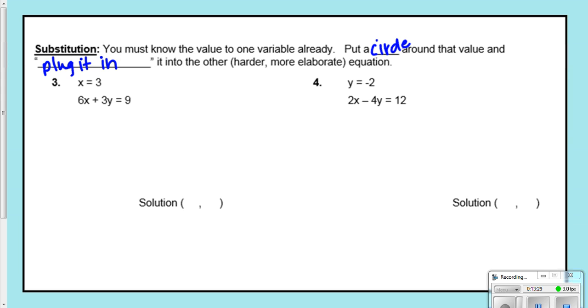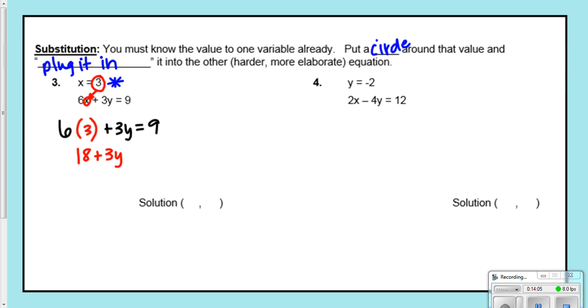So look at number 3, it says x equals 3, and then 6x plus 3y equals 9. Well, again, a lot of us haven't realized that this right here is an equation. It looks like it's an answer, but it still is an equation, right? It's 2 things equal to each other. So because I know that x equals 3, I'm going to plug it in for this x. Okay, so I'm going to rewrite 6 plus 3y equals 9. But instead of putting an x there, I'm going to plug in the 3 that was given to me at the beginning. Okay, so then I'm just going to work this out.